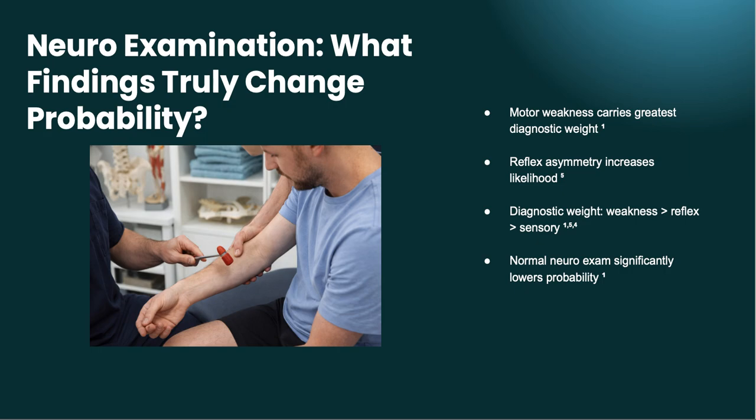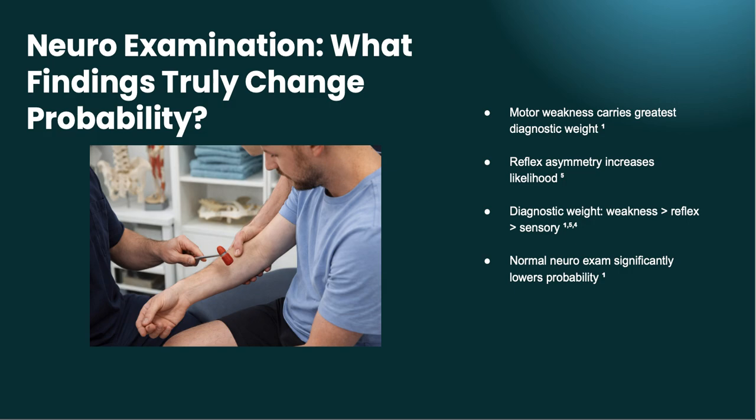With terminology clarified, the next question is which findings actually change the probability? Tarulli and Raynor state that, again, quote, the diagnosis of radiculopathy relies on clinical findings of motor, sensory, or reflex changes in a nerve root distribution, but the findings are not equal. They further note that, quote, motor weakness in a myotomal distribution is more specific for radiculopathy than isolated sensory symptoms. Weakness carries the greatest weight.